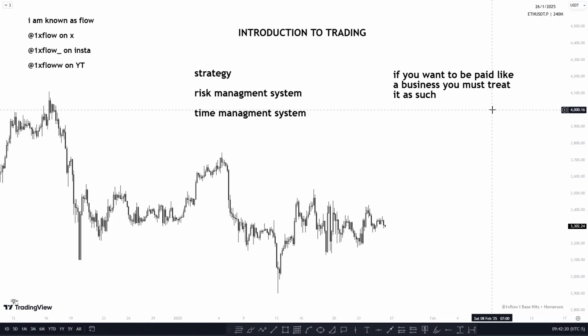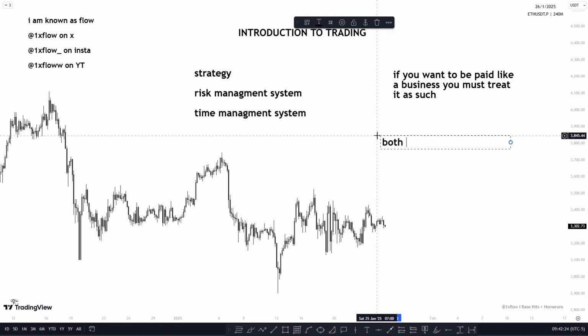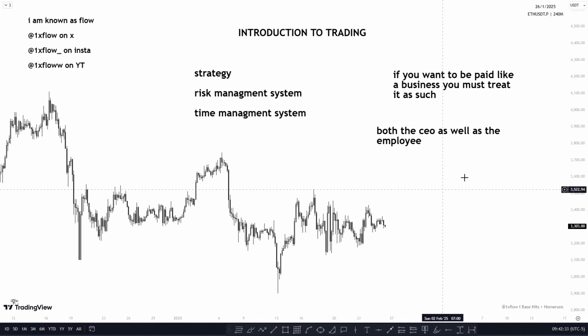We must understand as traders, we are both the CEO as well as the employee. So if we are trying to structure a business as the CEO, we must create a rule system for ourselves and then follow that rule system as an employee. If you own a business and your employee does not follow the rules, you will not profit like you want to, right? Like you should be.